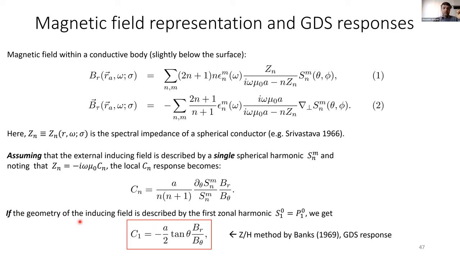If you now assume that the geometry of your inducing field is described by the first zonal harmonic, so this n, so S10 coefficient or P10 in this case, they're equal. Then we get this C1 response expressed here. So again, you see the ratio of the radial to the horizontal component and this factor here. And this is exactly what is known as the Z over H method that was first elaborated by Banks in 1969, or sometimes people also call this a GDS response. Okay, so this has been the basis for the large-scale electromagnetic induction for many decades.